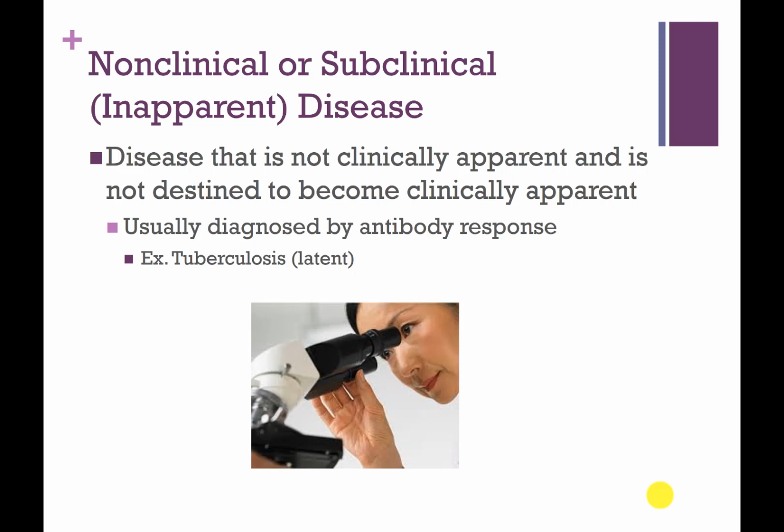Number 2 is subclinical disease. That is disease that is not clinically apparent, and it is not destined to become clinically apparent. Then we have persistent cases of disease, a disease lasting as long as a lifetime. Sometimes infections are treated and they may still cause very long-lasting effects.